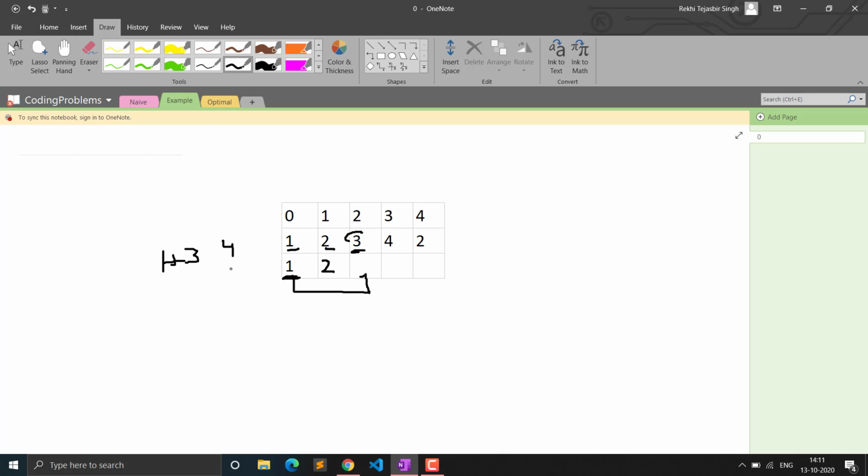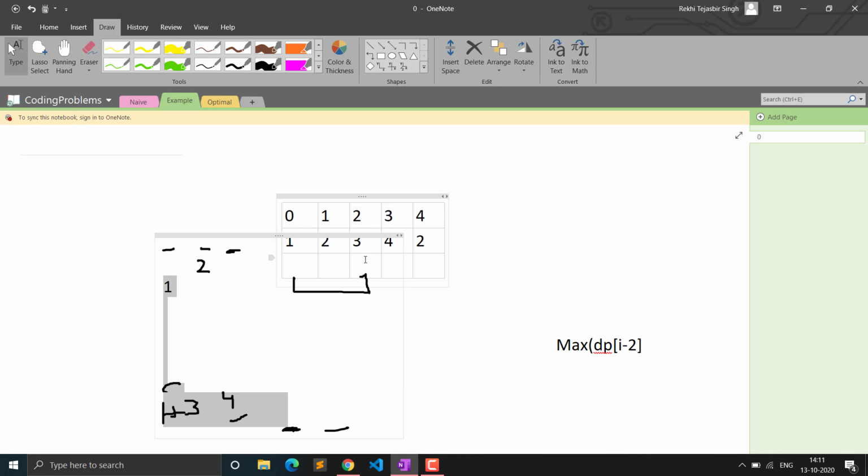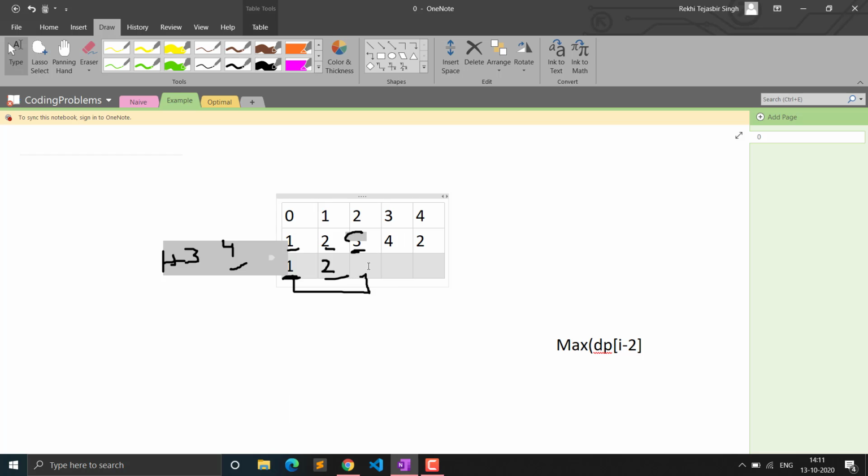So 1 plus 3 will be 4. So 4 is greater than this 2. You will have to choose the maximum of dp of i minus 2, which is this index. If we are filling for this index, dp of i minus 2 will be this point. That means we are not including the previous house, we are including the previous-to-previous house.